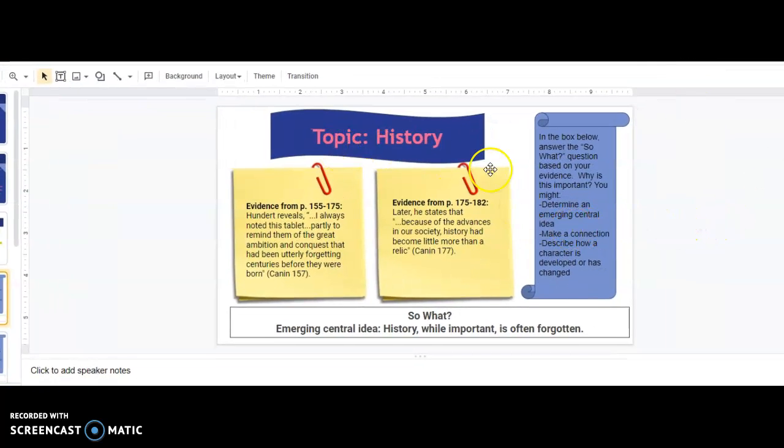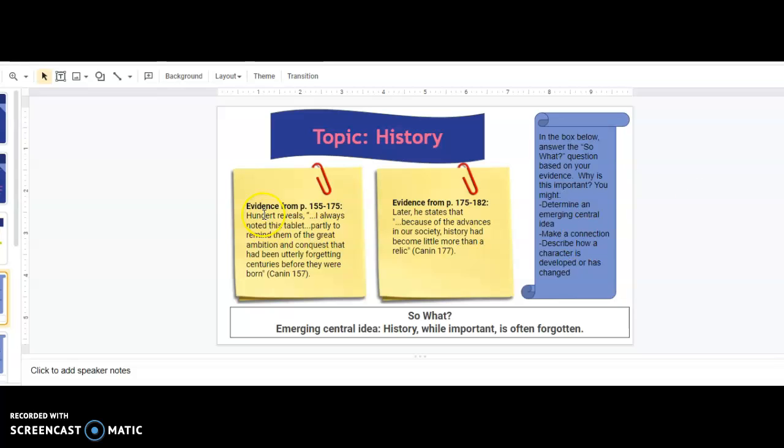So on each slide you have a different topic. So these are theme topics. Remember, you use theme topics to later come up with a central idea statement. So you have your topic here, which is history, and then ultimately you'd want to think about what is the author's message about history. But we're not there yet. So what we're going to do is track the topics and the text.